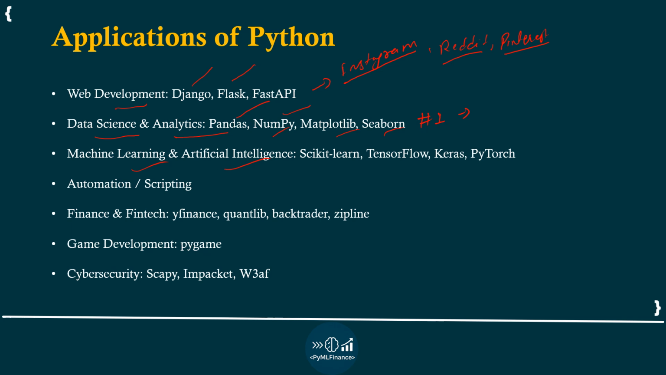The next would be automation and scripting. Python is ideal for automation of repetitive tasks. For example, let's say you have a lot of files in a folder and you want to rename all those files. So you have bulk files and you want to rename them. You can use Python to automate this particular task.